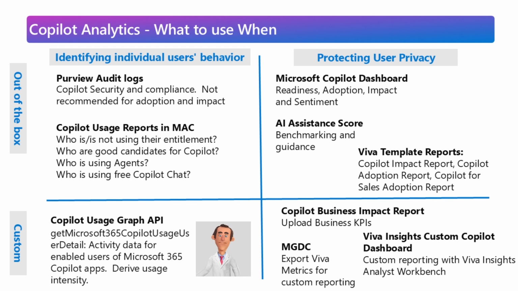Here's the overall Copilot analytics landscape with the what to use, when matrix. As you can see across the top, there are tools that can identify individual users and others that protect user privacy. Along the left, Copilot Analytics includes out-of-the-box and custom tools. For this video, you are here. In the bottom left, identifying individual users' behavior and custom with the Copilot Usage Graph APIs.